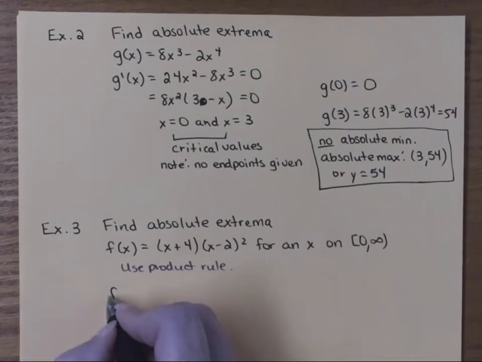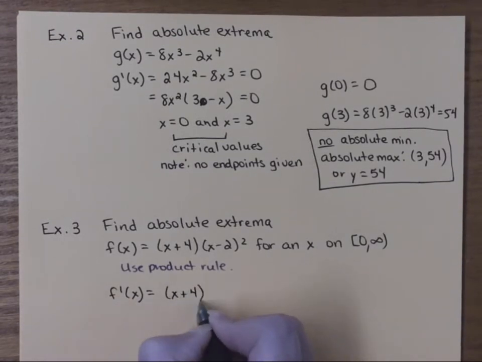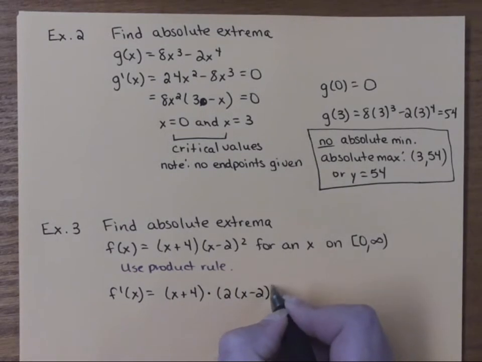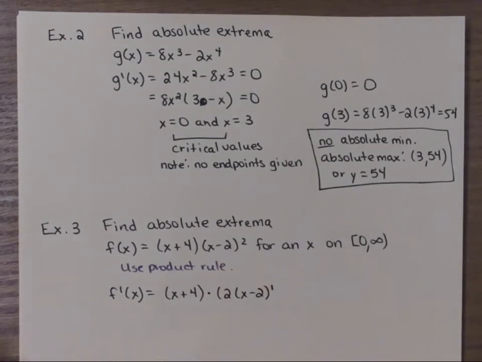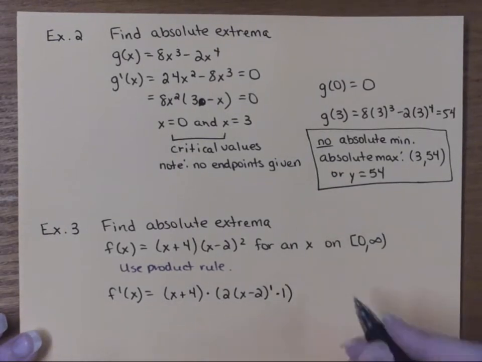So the derivative is going to be first times derivative of the second. Remember to use chain rule, right? So move the power to the front of that second term, reduce the power by 1, and then multiply by the derivative of the inside. Notice that's just 1 though.